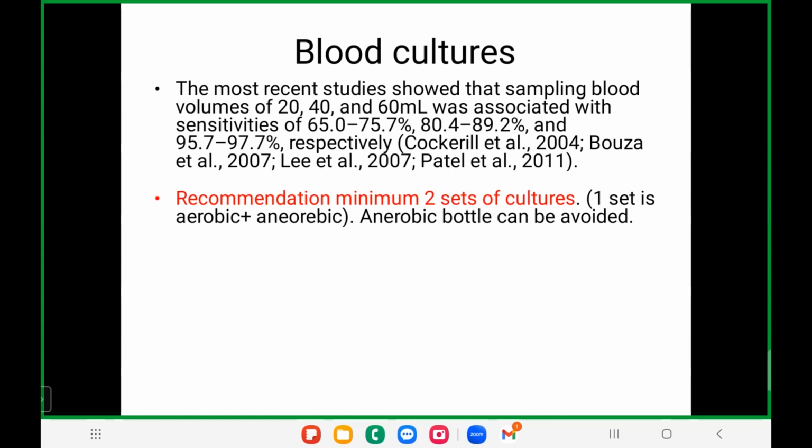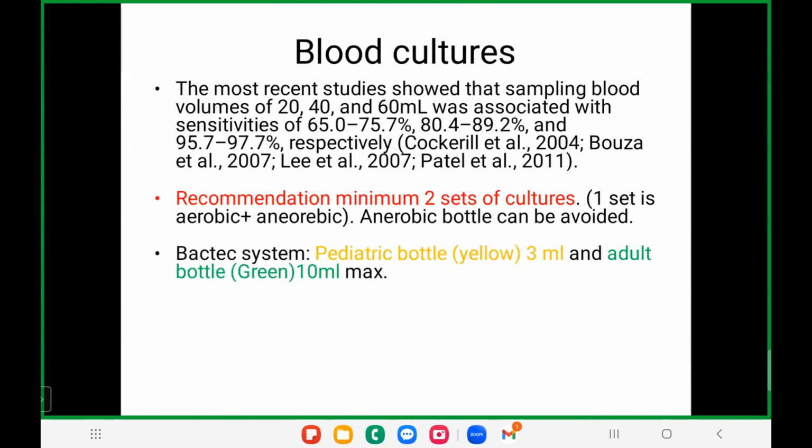If you strongly suspect sepsis, try to send a minimum of 2 sets. 1 set includes aerobic and anaerobic. If you're not suspecting an anaerobic organism, you can avoid the anaerobic bottle, but send the aerobic bottle, a minimum of 2 bottles, in strong suspicion of sepsis. If you want to send 3 bottles, fine, that's good enough. The yield will be very high.